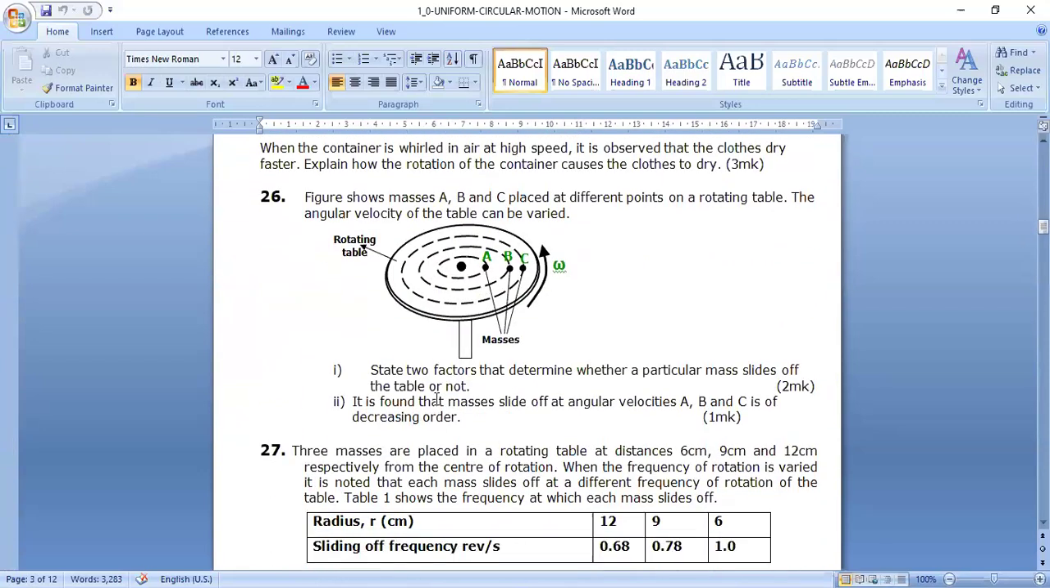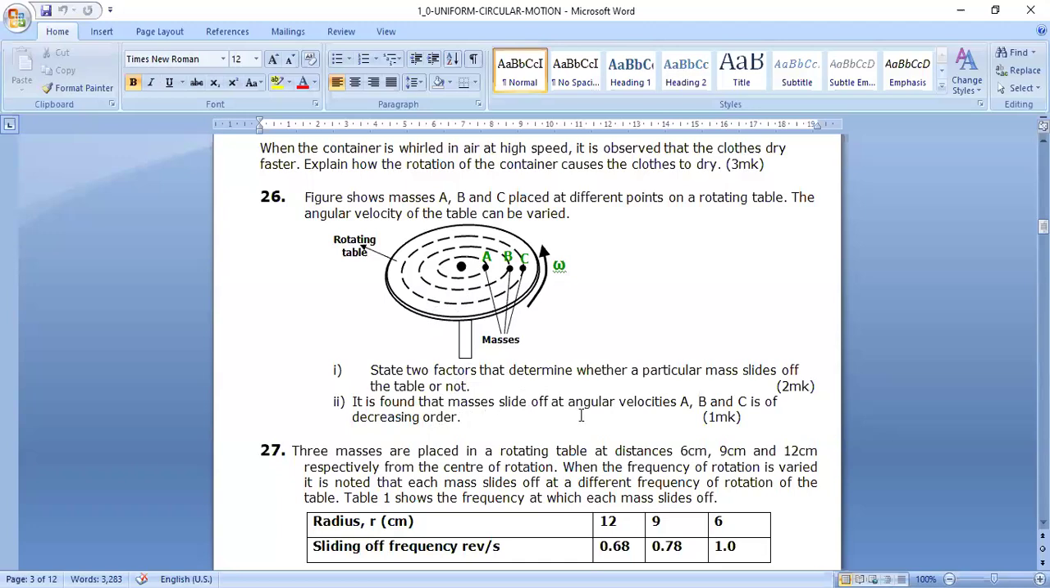Before we look at calculation, number 26. The figure below shows masses A, B, and C placed at different points on a rotating table. The angular velocity of the table can be varied. So you can see A is innermost, followed by B, then C. State two factors that determine whether a particular mass slides off the table or not. So this is testing on the factors affecting centripetal force. We can talk about roughness of the surface, the nature of the surface of the table. That is one. Number two is the masses. Just say they are masses.